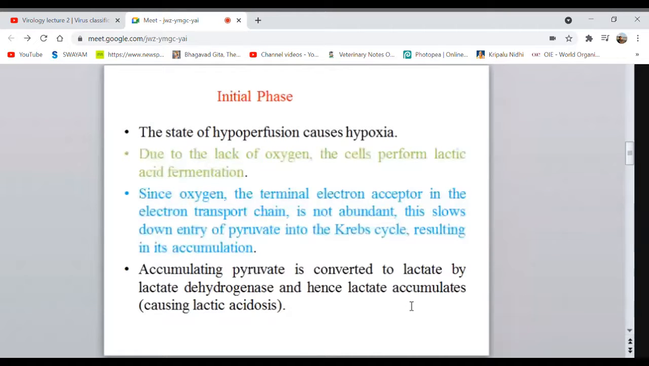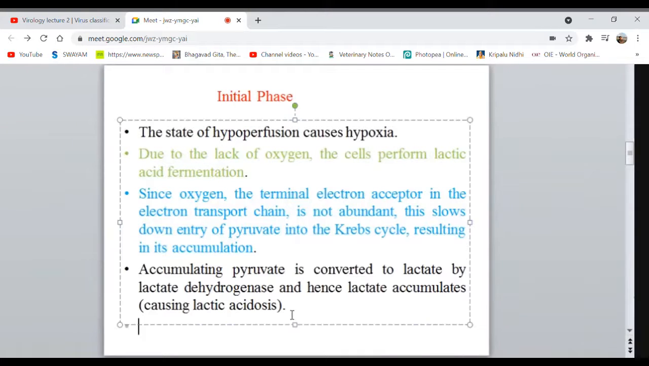acidosis. So lactic acid is there, which leads to lactic acidosis. Okay.